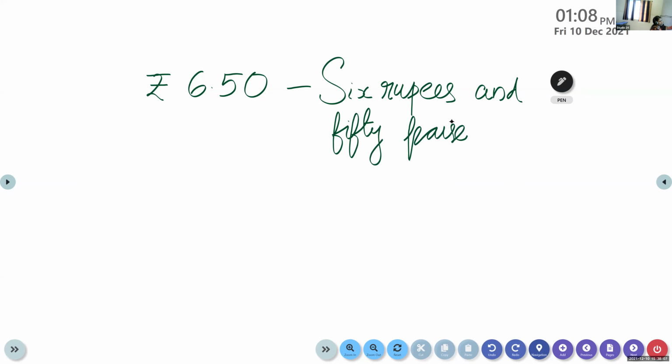So here you can see the rupees and paisa separated by a dot. Here you can see the dot. Before the dot, it is rupee. After the dot, it is paisa. Now let's see another one.